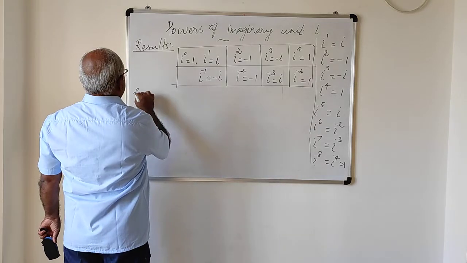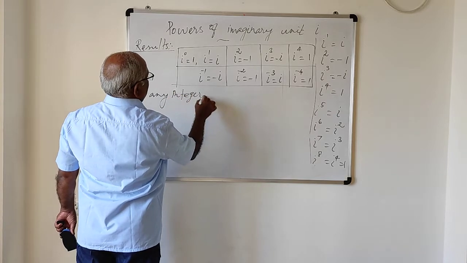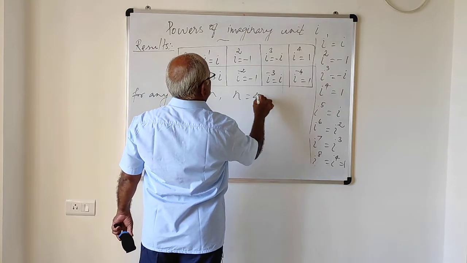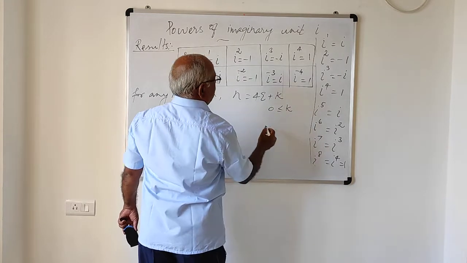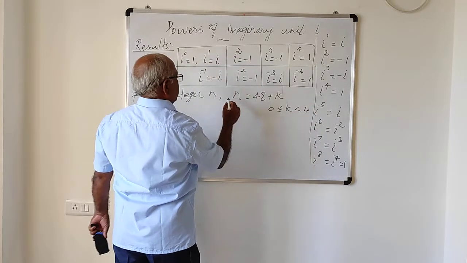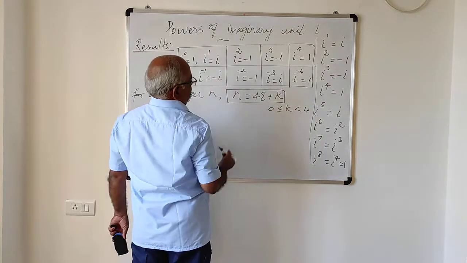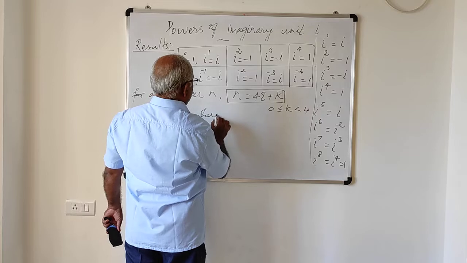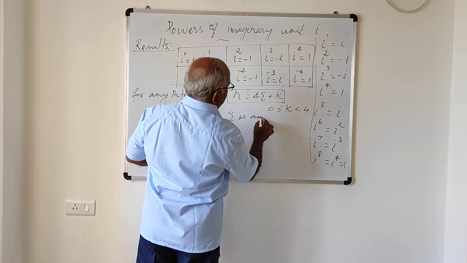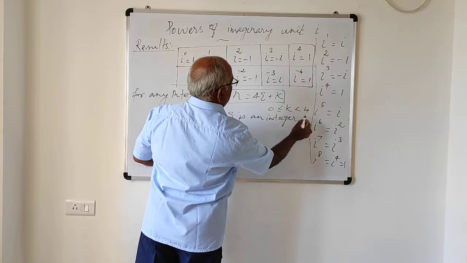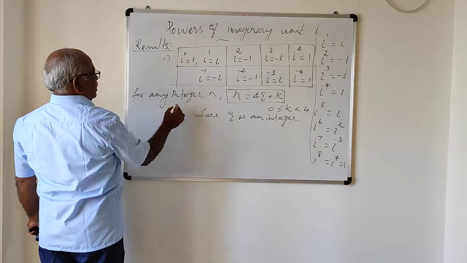Also, for any integer n, n is equal to 4q plus k, where k is greater than or equal to 0 but less than 4. You should remember this by division algorithm. Q is an integer. This is another result you have to remember.